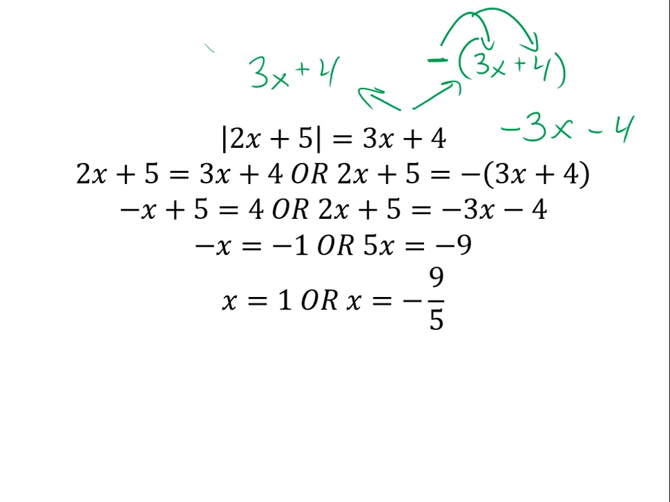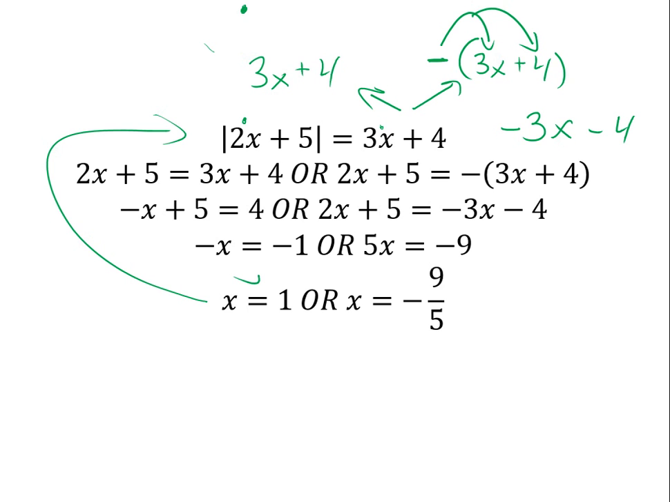And then from here, we're going to check both of these. So we'll plug in 1 into this equation. So when we plug in 1, we get 2 plus 5, which is 7. And then on the other side, we get 3 times 1, which is 3 plus 4, which is 7. 7, absolute value of 7 is 7, which works. Okay, so 1 works. Hooray, we've got an answer.